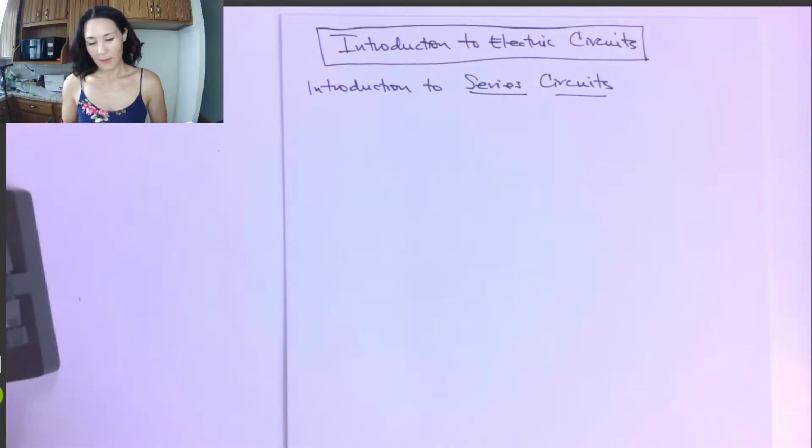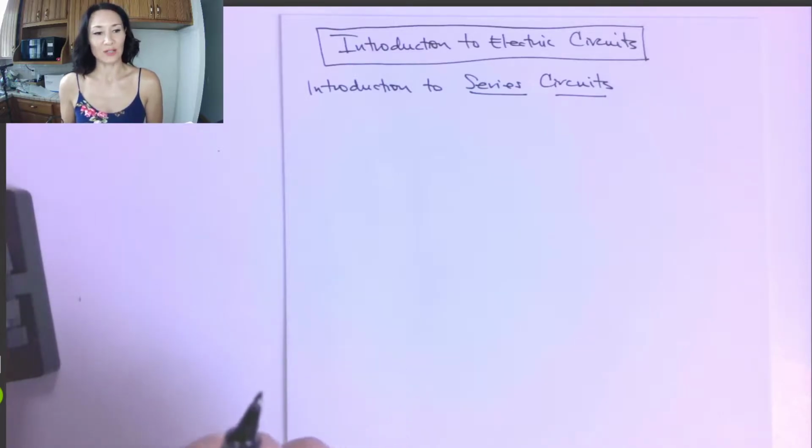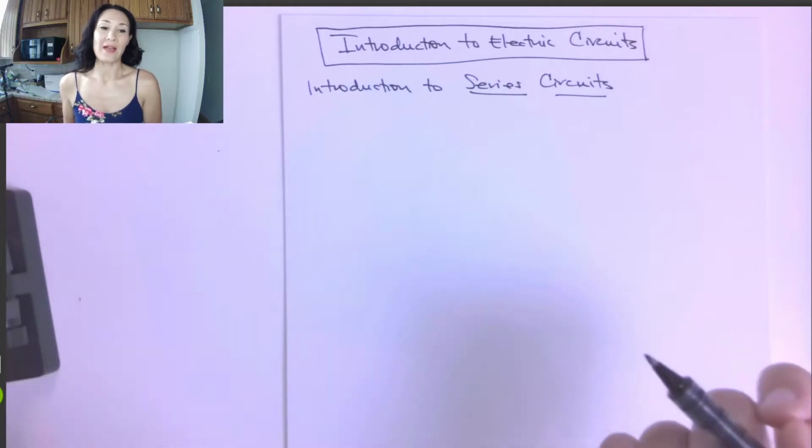Today let's talk about series circuits. So the Merriam-Webster dictionary defines the word series as a number of things or elements of the same class coming one after another in spatial or temporal succession. The main takeaway from that definition is one after another.